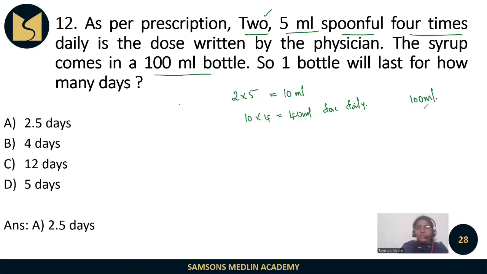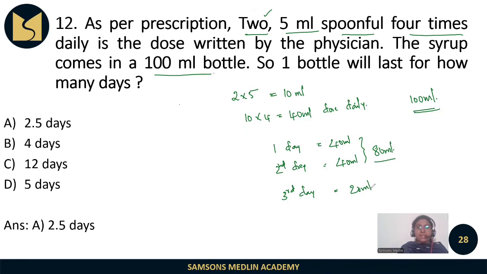So the total volume of the bottle is 100 ml, and the question is, how many days will this 100 ml last? 40 ml is the daily dose, right? So one day, 40 ml. Second day, 40 ml. What is the total volume used now? 80 ml. Now on the third day, how much volume is remaining? Of the 100, 80 is used, so 20 ml is remaining. That is half of the daily dose, so on the third day it is not sufficient.